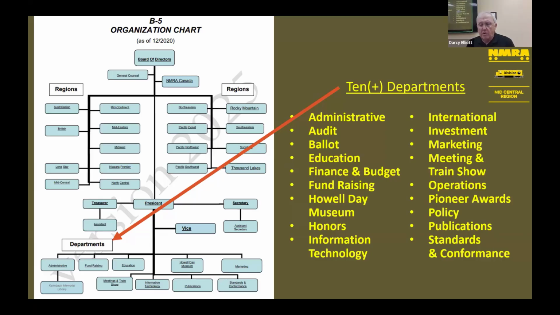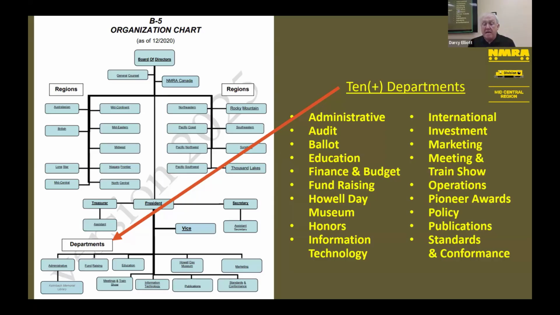Anybody know what Pioneer Awards is over here on the right? Innovators. That's exactly what it is. Yes, early innovators. People like Bill Walters, Tony Custer. An innovator today, maybe, maybe not. We want them to hang around a while and see what all they're going to do. But that's pretty much what it is. Innovators in the hobby. Any questions about that?